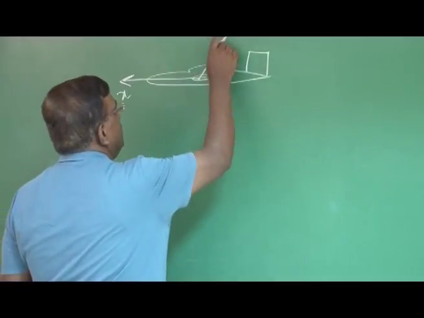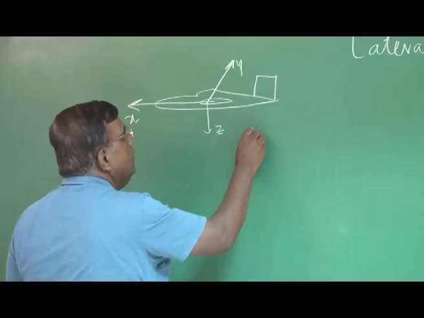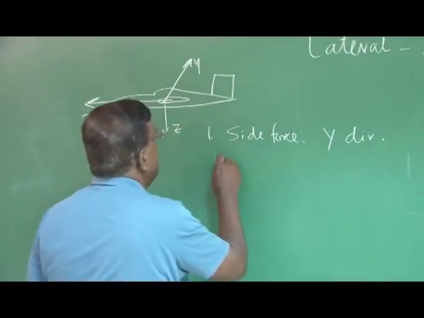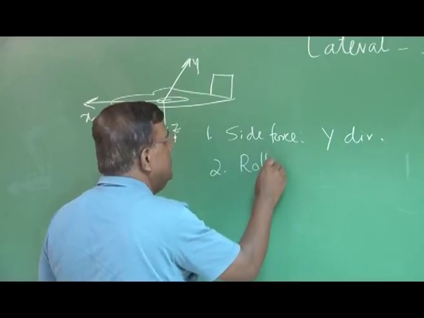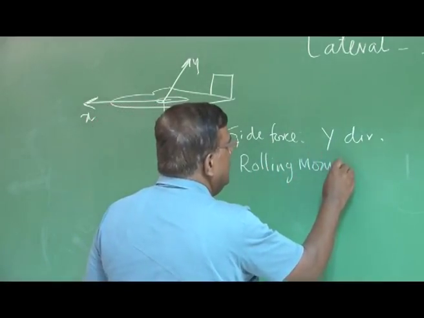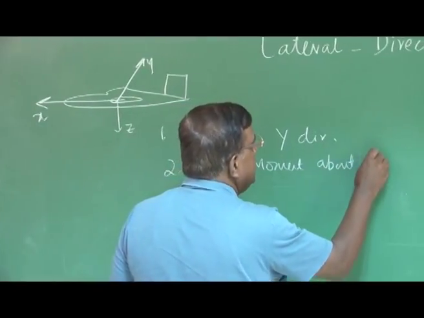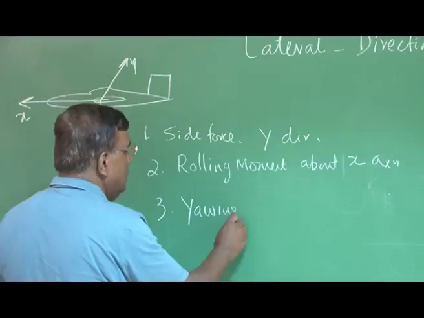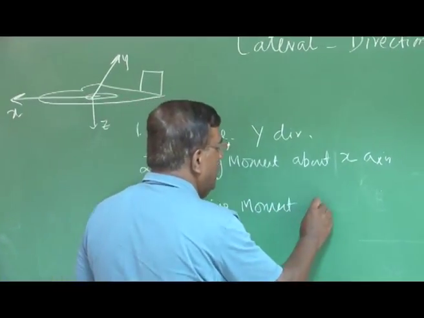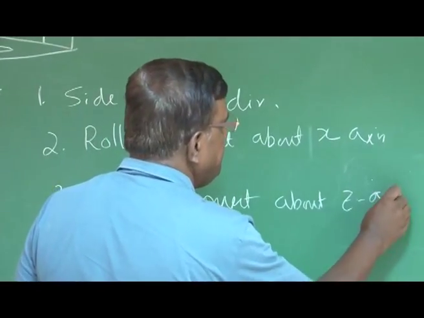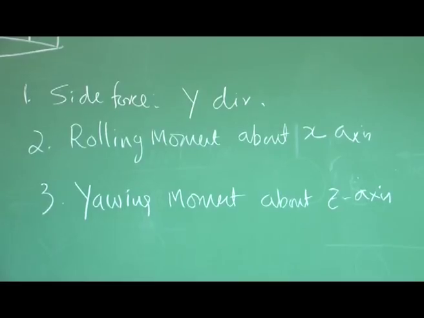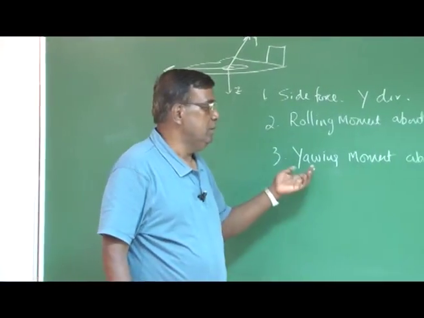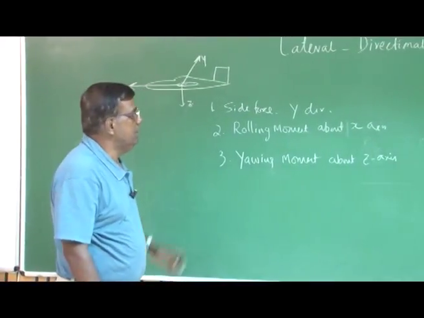If this is x, this is y, this is z. One will be the side force, that is along the y direction. Second will be the rolling moment, that is about the x axis, and third will be the yawing moment about the z axis. And we know the sign convention. As far as rolling moment is concerned, right wing going down when I am flying like this is positive, and right wing going back when I am flying like this is positive yawing moment.